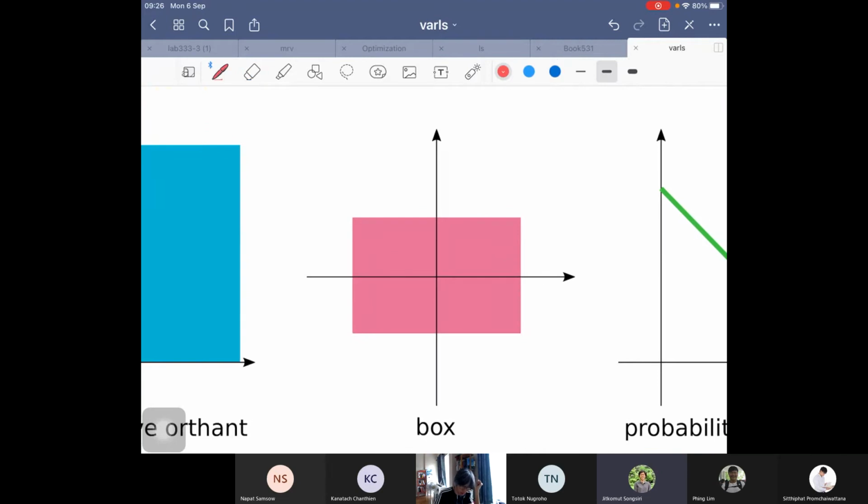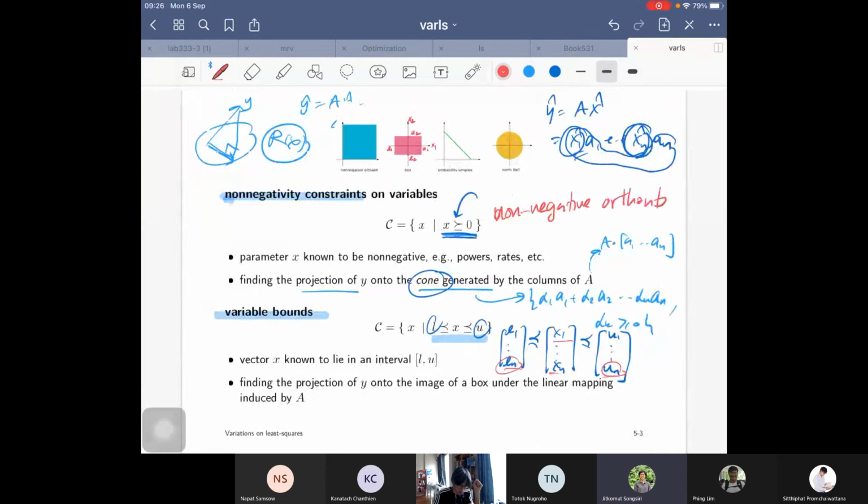So what the graph represents here is the plane of x1 and x2. So this is l1, u1, this is l2, u2. So you impose that your estimate, your coefficient, lies in this box. And so the interpretation is that your y hat is going to be the projection onto the image of the box under the linear mapping induced by A.